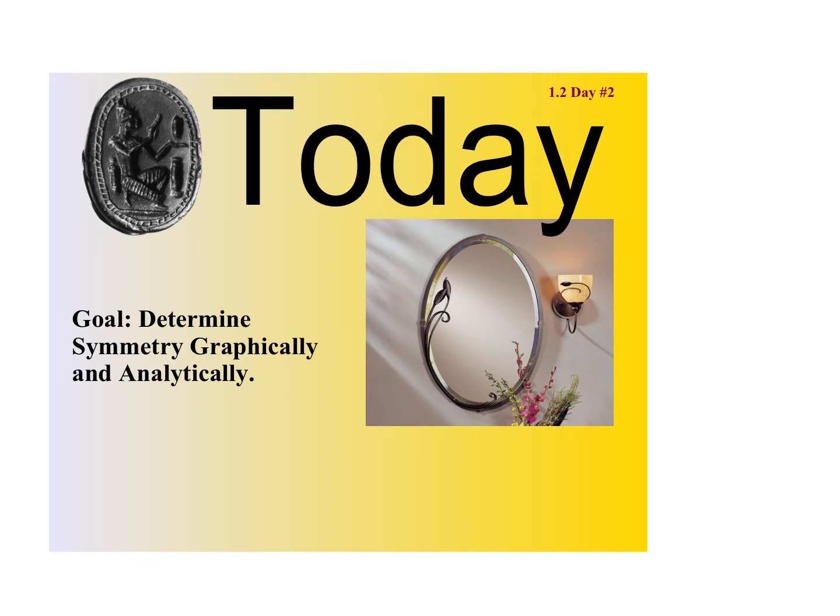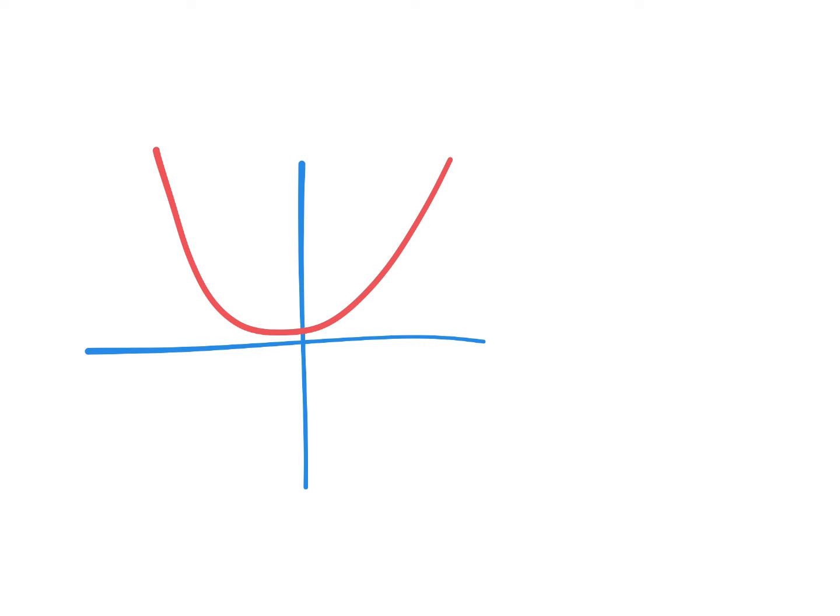So today's got 2 parts. One is finding x's and y-intercepts and other points on a graph. And then there's talking more about symmetry graphically and analytically. Graphically is easy. If I just say, here, look at this, what kind of symmetry does it have?